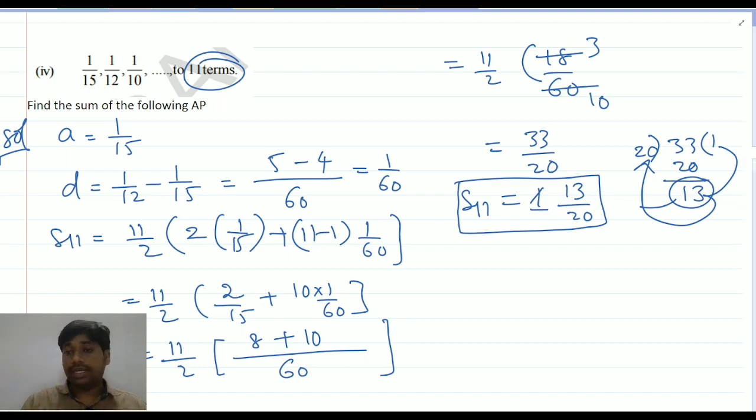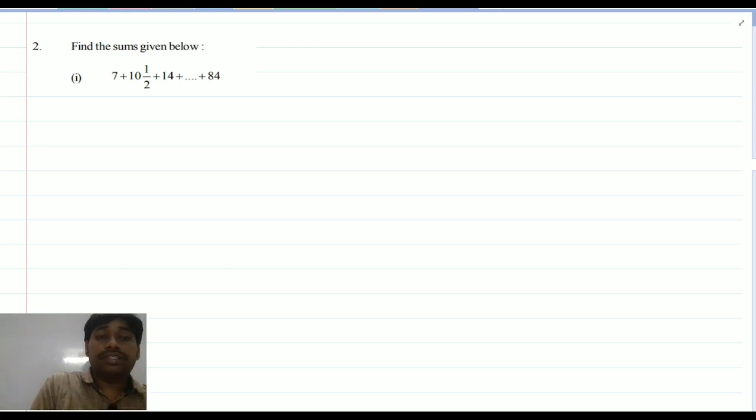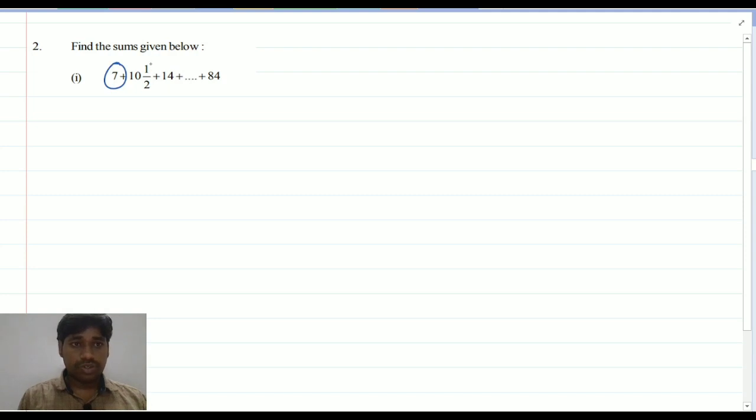Next question. Find the sum of the series given below. Same model, but here the last term is given. So from this we can calculate the number of terms and then we can find the sum. First term is there. To find the common difference, the second term is there and the last term is also there.